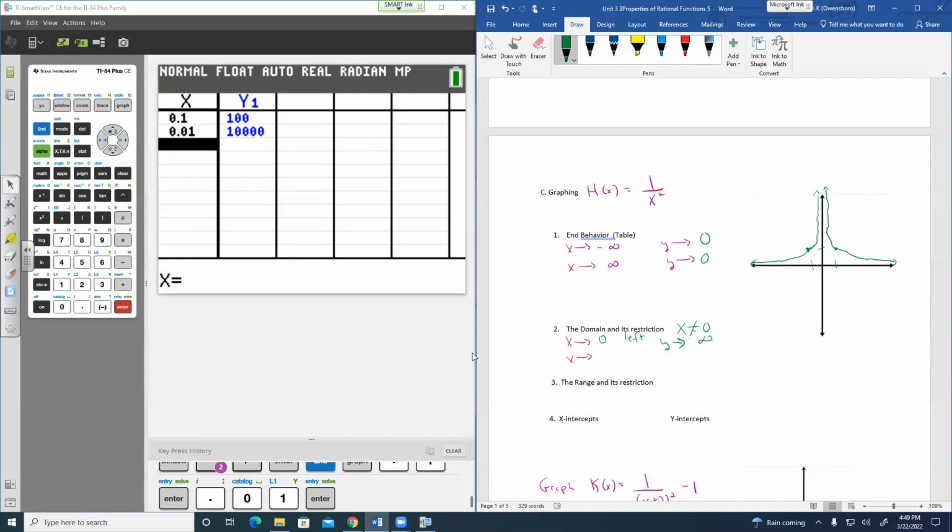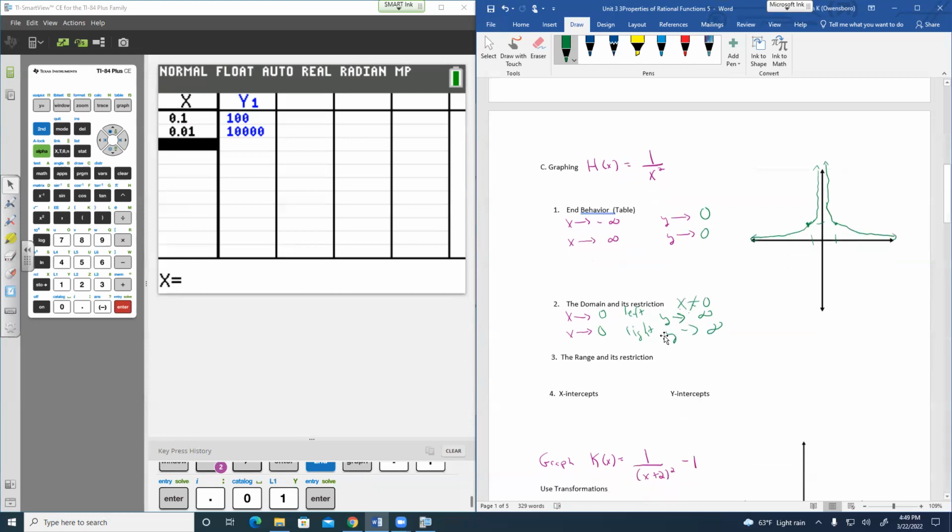The same way, if I'm approaching 0 from the right, I'm getting the same kind of concept. The y values are getting extremely large. They're approaching infinity. So we kind of see that going on. So if you look at this graph, the domain really only has that one restriction.